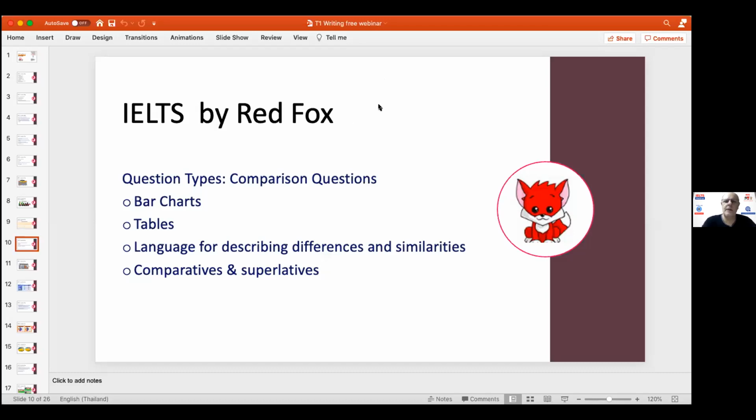Our next question type is comparison questions. Now, these are questions where we don't have a timeline or the data is from a particular point in time. And these can be on bar charts or tables. Here, we need to focus on the language that describes differences and similarities, and also making different types of comparison: comparatives, superlatives, expressions of equality or inequality. Let's look at some of these types of questions.